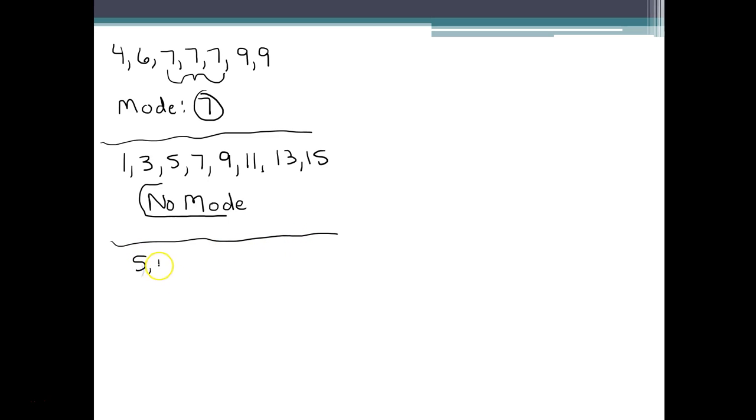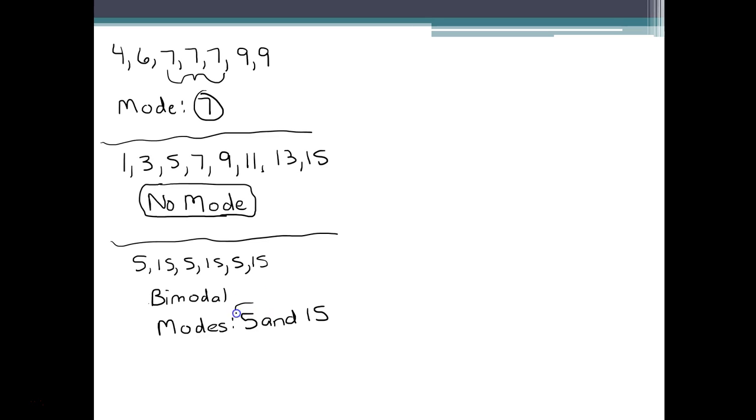And then your 5, 15, 5, 15, 5, 15, that set of data, you have 2 modes. This one's bimodal. Your modes are 5 and 15 because 5 and 15 are tying with a frequency of 3. So notice the difference there. If the highest frequency is 1 for all the numbers, we say no mode. But if your pieces of data all tie for a frequency higher than 1, then you can say, hey, bimodal, trimodal, whatever.